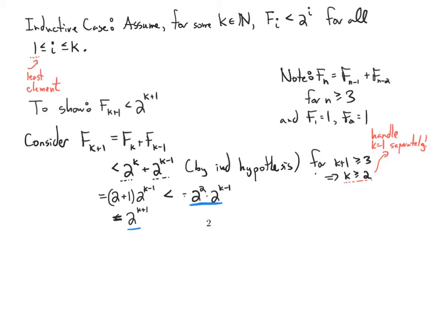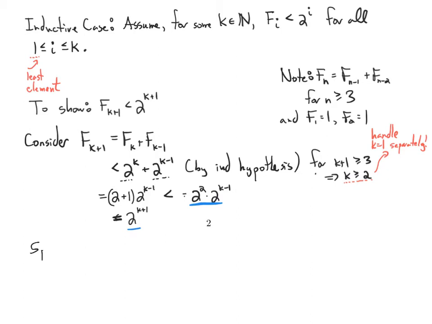So we showed, if we follow the inequalities, f sub k plus 1 is less than 2 to the k plus 1. Since we only have equals and less than signs in there, this guy on the left is less than the guy on the right, if this was written out in one long line. So we're done, except we have to deal with the case when k equals 1.